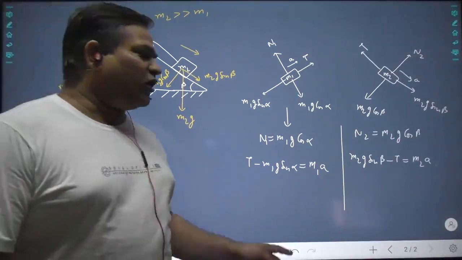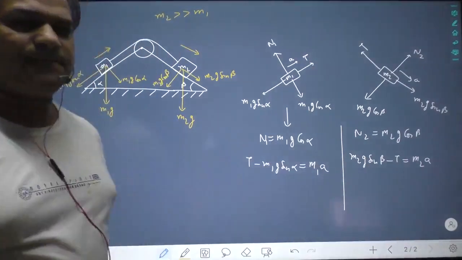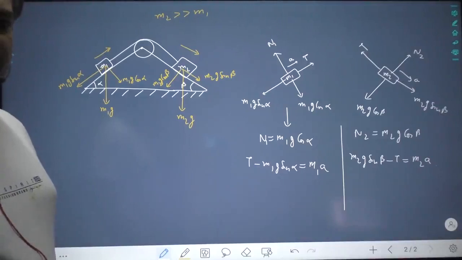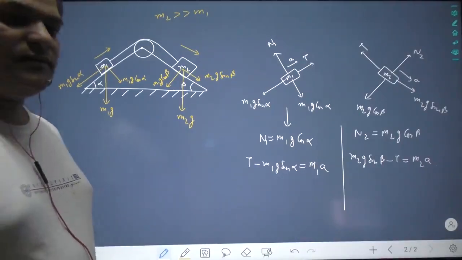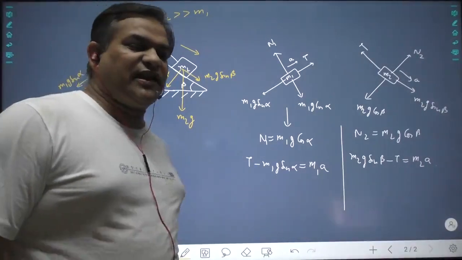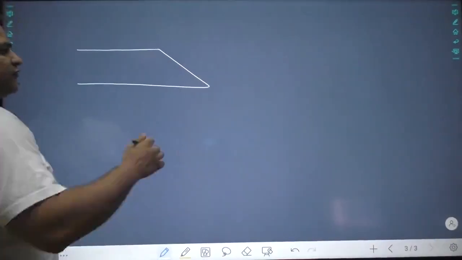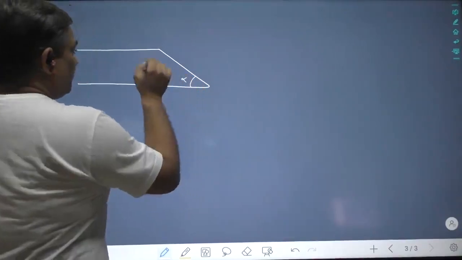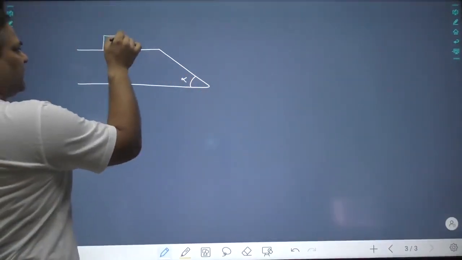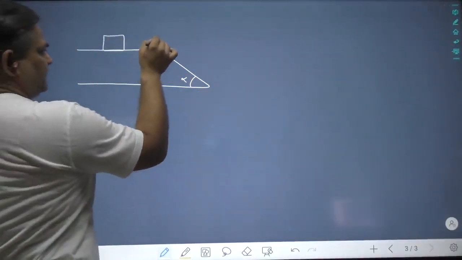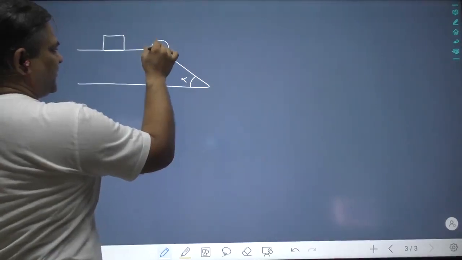How many of you got the whole thing right? Did anyone of you get the whole thing right? Okay, copy this. Now see students, this is alpha. Please make free body diagrams and compare. The pulley is here.